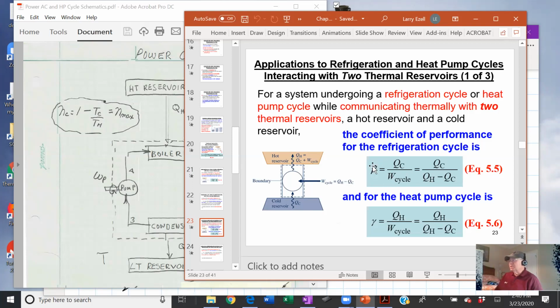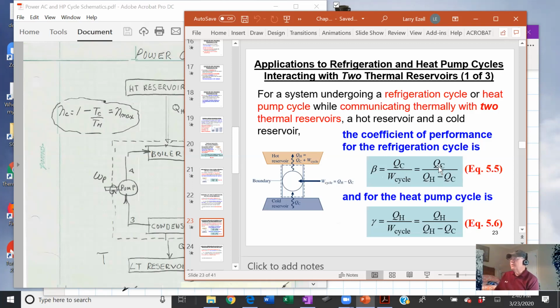The performance is called COP, coefficient of performance, beta. Beta goes to an air conditioning or refrigeration system. It is the cooling amount of energy you're taking out as cooling divided by the amount of energy you have to put in as work, which is also equal to QH minus QC.